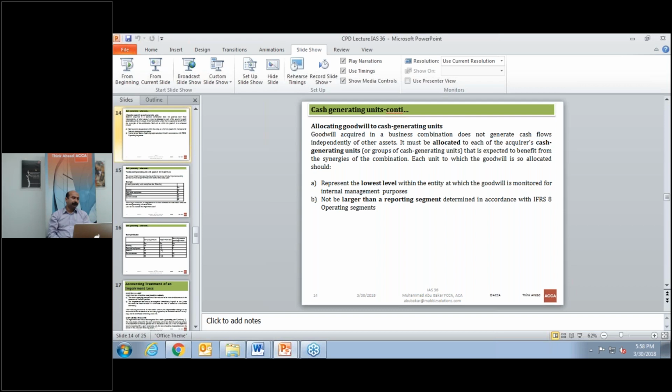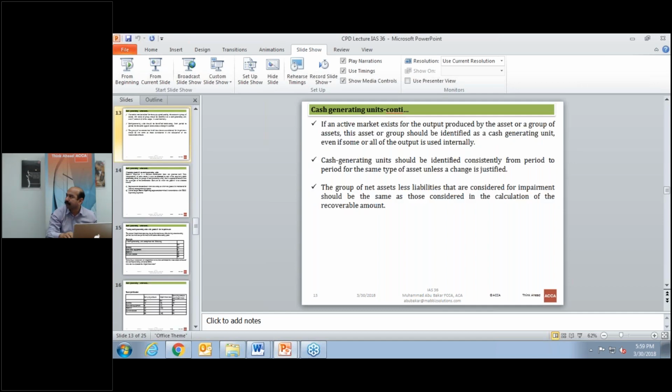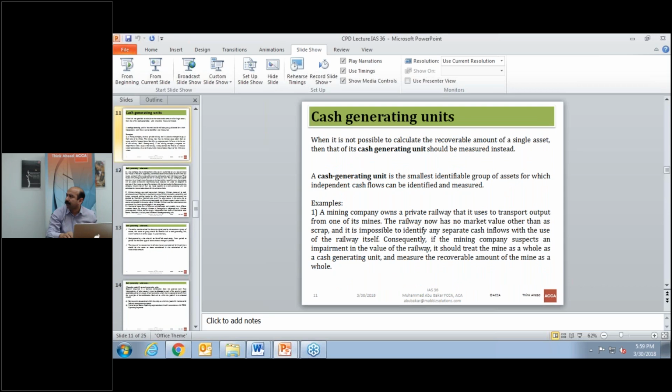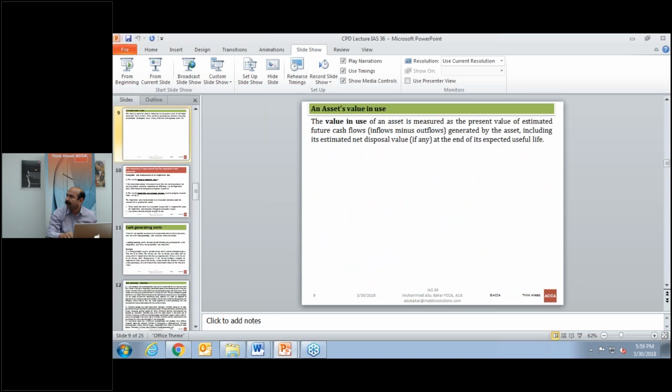What discount rate should be used to calculate the present value of future cash flows for computation of value in use? Asked by Sukena Manu. I suppose we discussed this somewhere. Value in use.